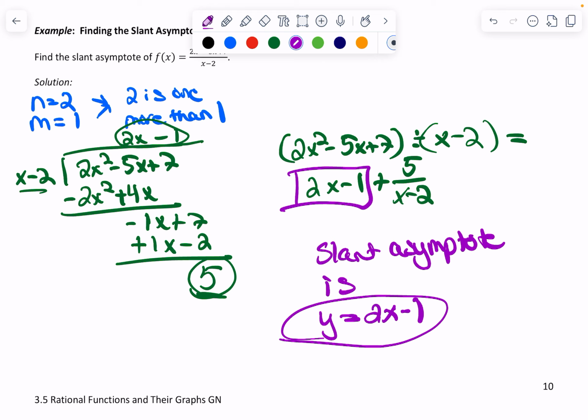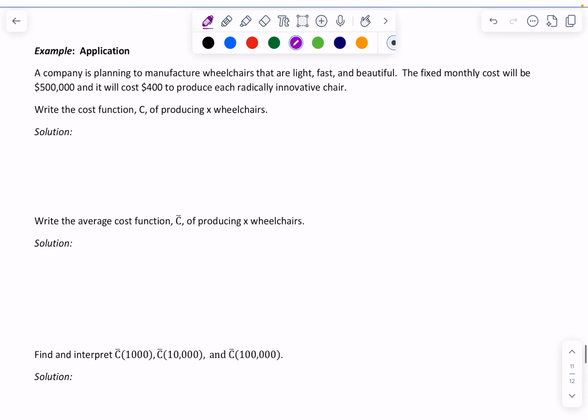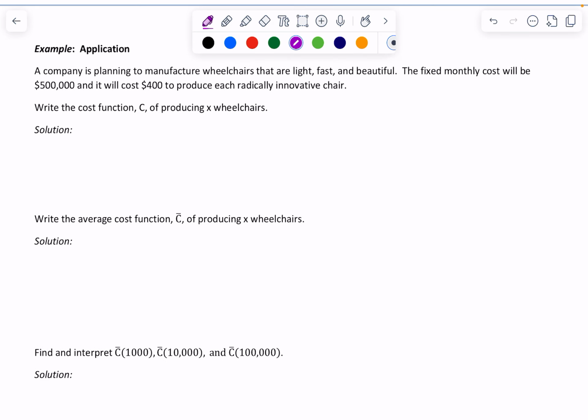Now, I used the long division. You could do it with synthetic division. You pick whichever one works for you. And again, this is only when the degree of the numerator is 1 more than the degree of the denominator, when we get the slant asymptote. Okay, let's move on to application.